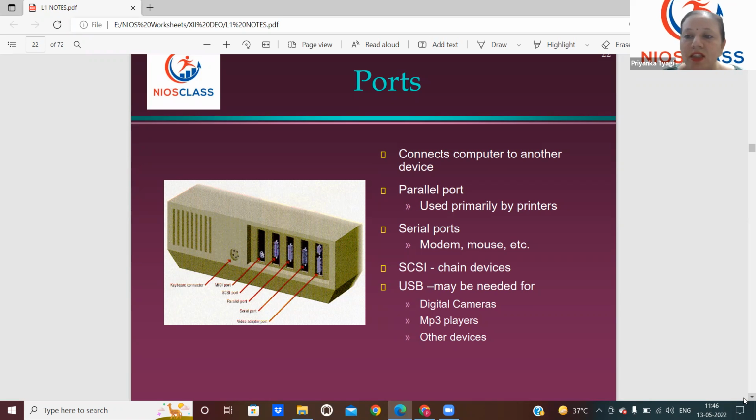So ports are categorized into categories: parallel ports are primarily used to connect printers, different kinds of printers. Serial ports are used to attach modem, mouse, keyboard. SCSI ports are used for chaining devices, as you can see in the diagram, like if we have to connect a hub or router type of devices, we can connect them with the help of a port. USB, I have already told you: digital camera, or if you want to play certain audio video files with an MP3 player, other devices you can connect with USB.